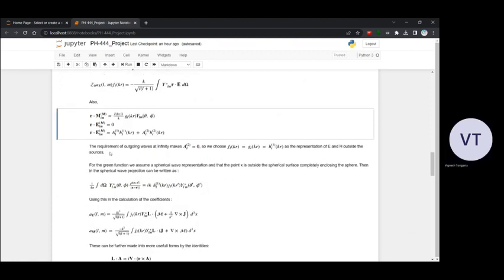So in the requirement for outgoing waves, infinity makes this a_L2 term zero, and we are left with only this term and this term. So these will all be equated and they all become equal.